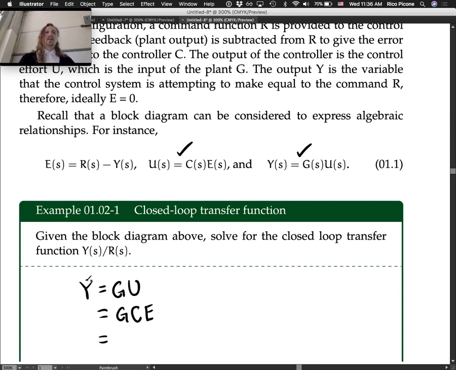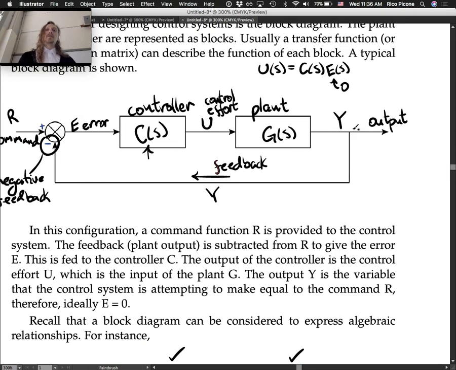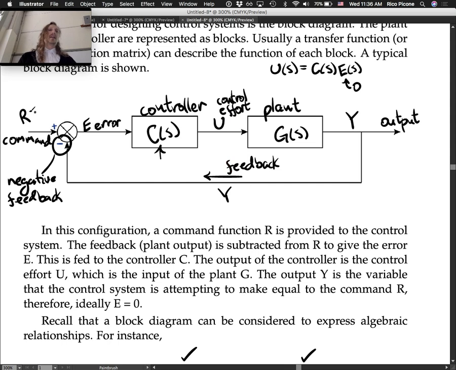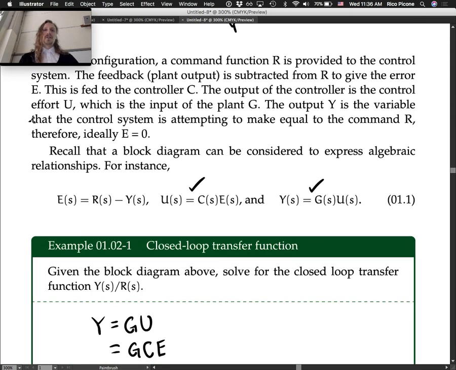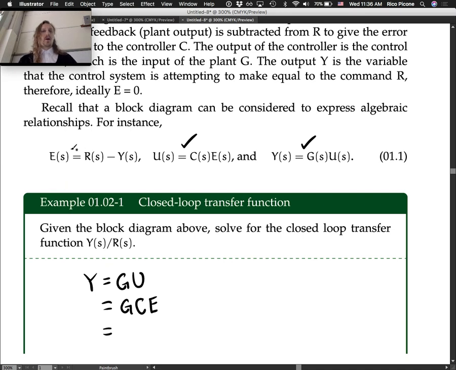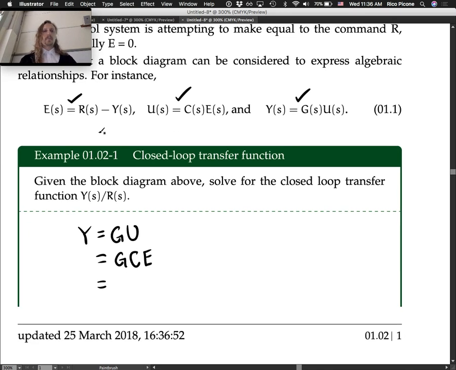Okay, so we're trying to develop an expression for y over r. We're working our way back here from y. We're getting back now to where r is going to come in, right? So now we're getting somewhere. So E is equal to r minus y. So G is still there, C is still there. Now we have r minus y.